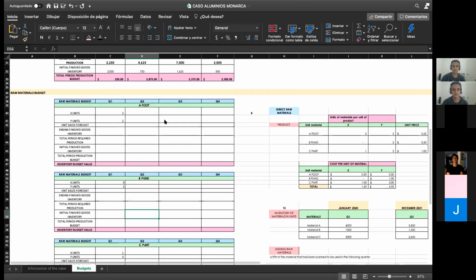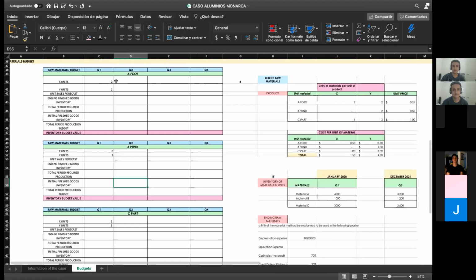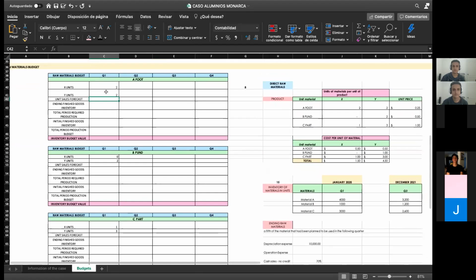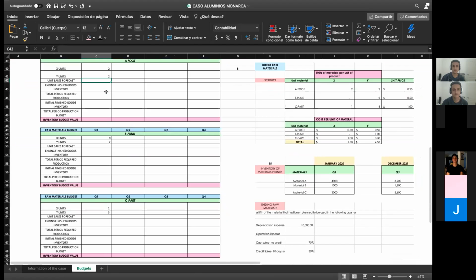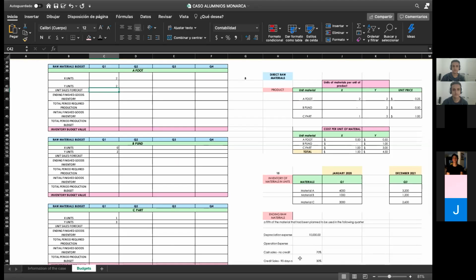You have your raw materials here. So what is the first thing you need to do? First we have to put these units, which are these ones. The B part is 2 and 2, which is here. And the C part is 1 and 3, which are here for the first quarter. Great. It's going to be the same for each quarter. That is the usage of units. What is going to change is the production budget. What is your production budget?